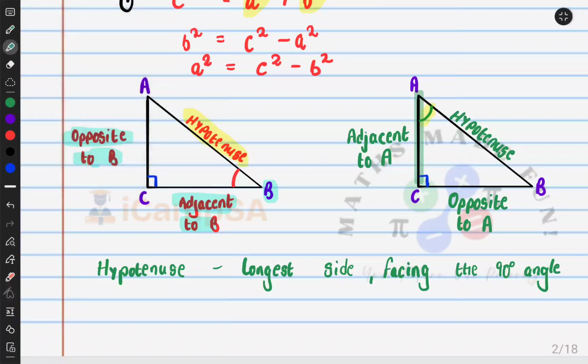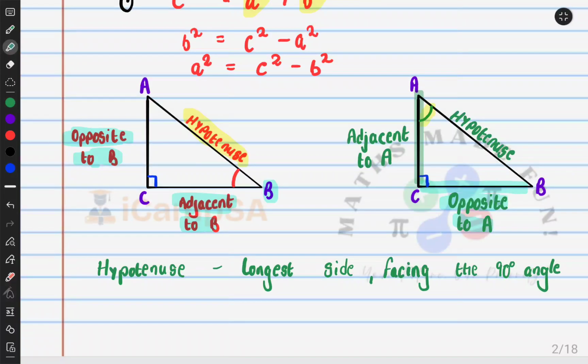Because it's the side that is next to the angle we are referring to. In this case, it is angle A that we are looking at. Therefore, the side adjacent to angle A is side AC. And the side that is opposite, facing the angle we are dealing with, is side CB. So it's this side.